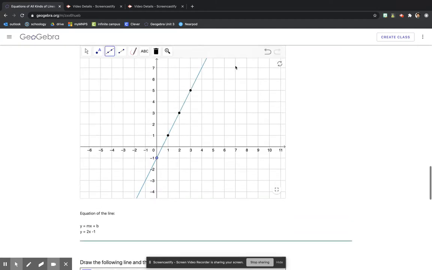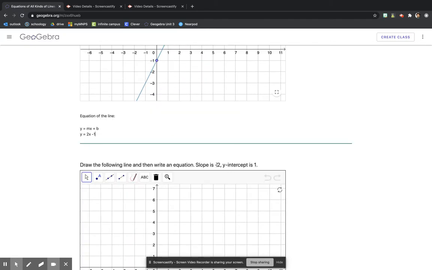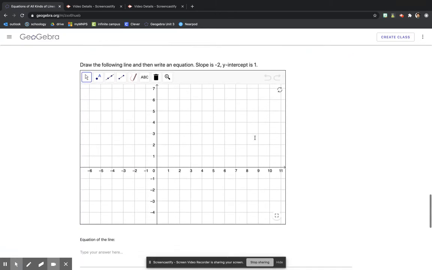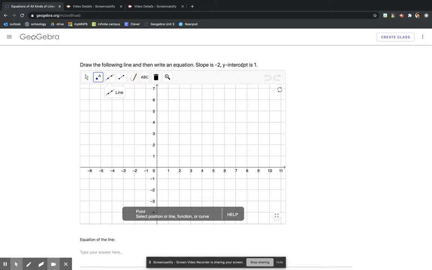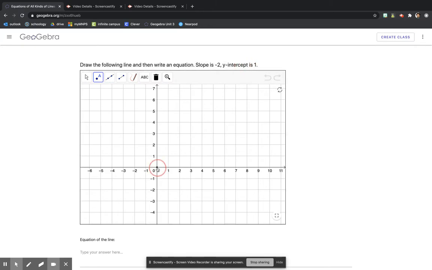So this time our slope is going to flip. This time our slope is -2 and our y-intercept is +1. So let's see how that would look differently. So our y-intercept, instead of being located down here at -1, it's going to be up here. It's going to be at +1. So remember in our last problem we had a -1. Now we have a +1 as our y-intercept.